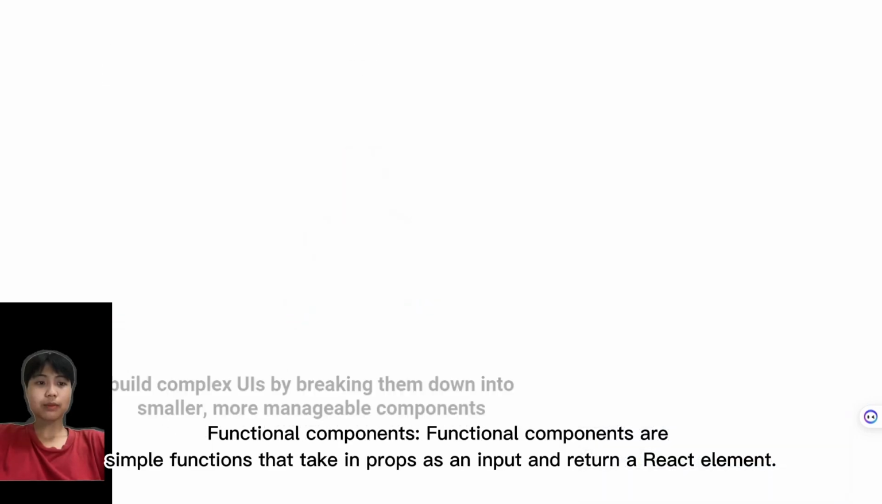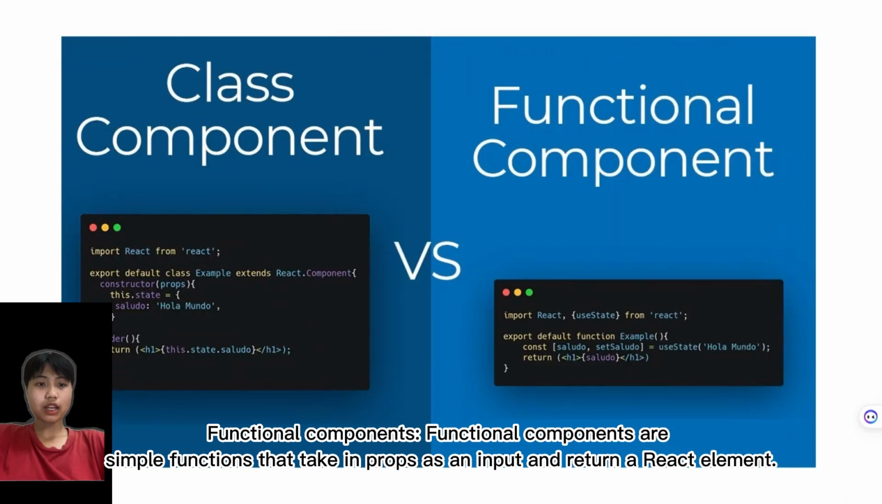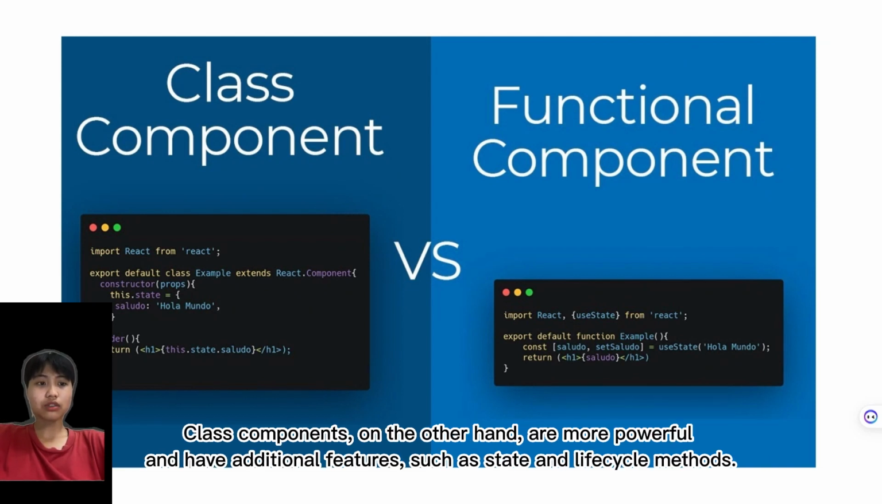Functional and class components. Functional components are simple functions that take in props as an input and return a React element. Class components, on the other hand, are more powerful and have additional features, such as state and lifecycle methods.